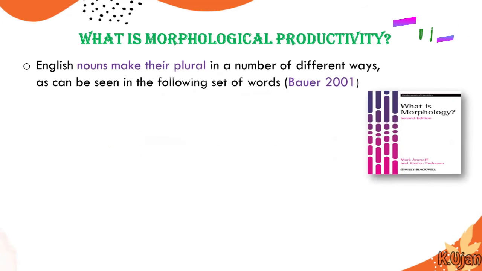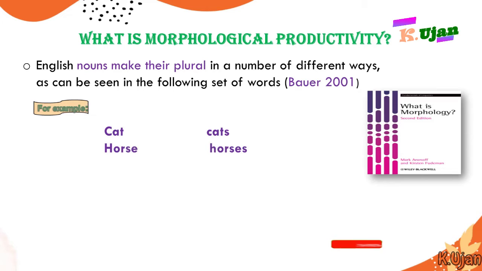Here is more understanding of this term, this time from the book What is Morphology by Aronoff. According to this book, English nouns make their plural in a number of different ways, as can be seen in the following set of words, Boyer 2001. There are a number of ways to make plural nouns out of singulars, like the word cat, its plural is cats, or horse, its plural is horses, ox, oxen.